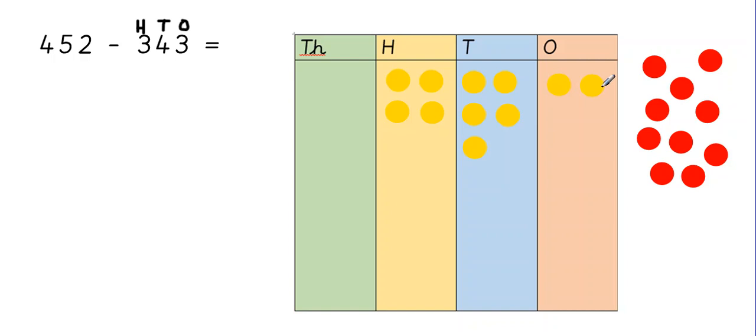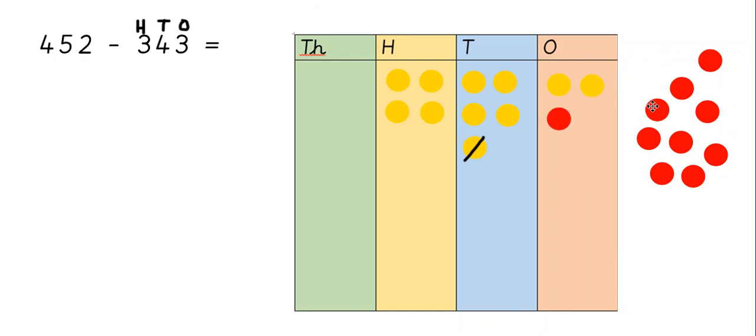So now I want to locate my ones column in 343. So I've got 3 ones here, but in my ones column I've only got 2. So I can't do 2 take away 3. So I'm going to have to exchange. So exchanging means taking 1 from your tens and giving it to your ones column. Okay, so I'm going to cross my 1 out from my tens because I no longer need it in my tens column, because I'm giving it to my ones.